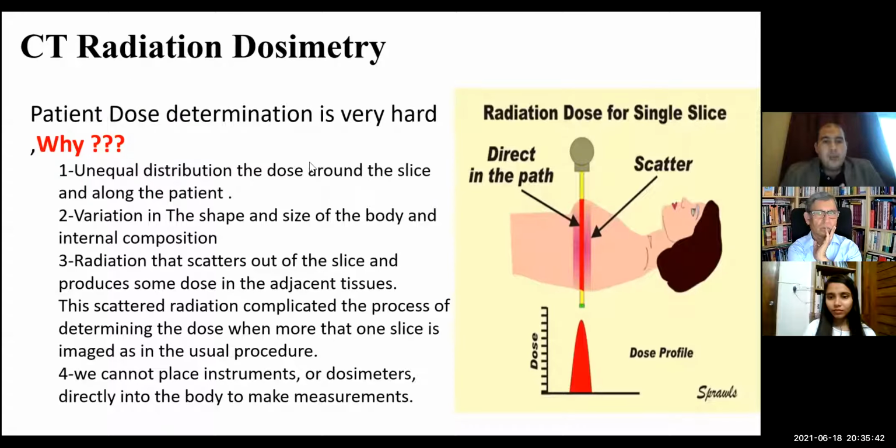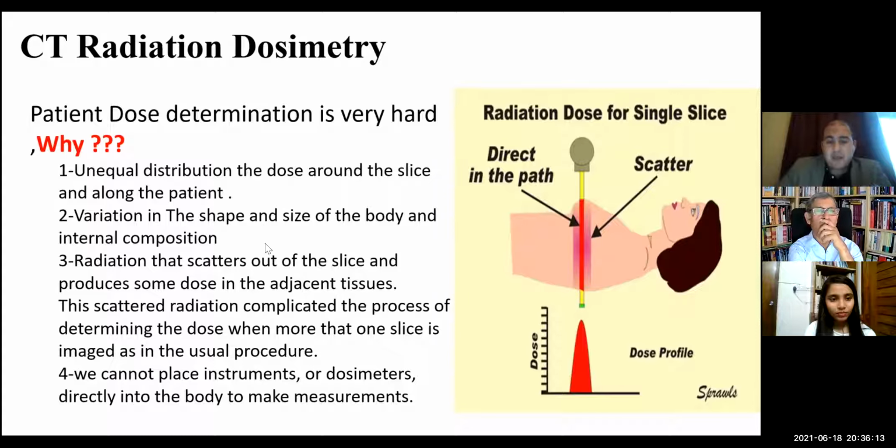Okay, so CT radiation dosimetry, patient dose determination is very hard. Why is patient dose determination in CT very hard? Because first, there is an unequal distribution of the dose around the slice and along the patient. As we see here, the dose around the slice of the patient is not equal at all points, longitudinally in the Z direction and in the XY direction. So the dose distribution is unequal. This is the first reason.